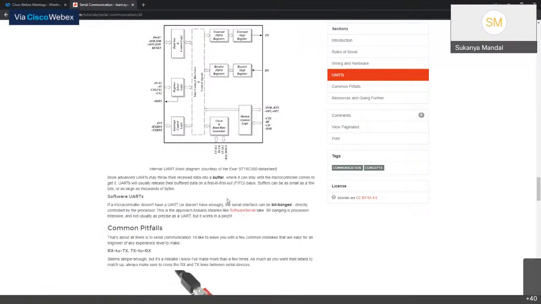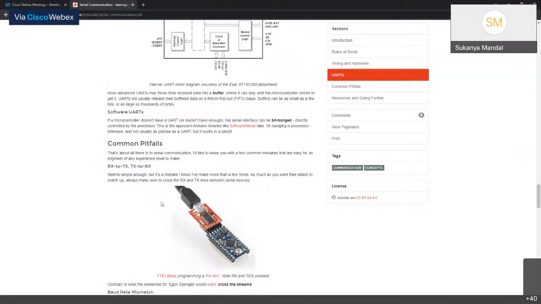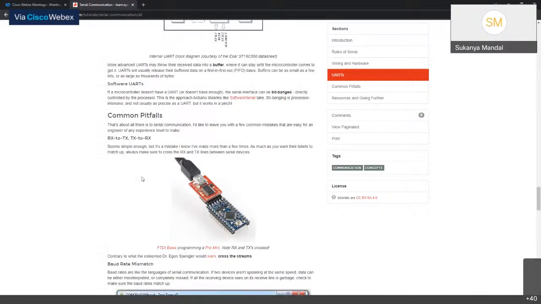And this is an example of an internal UART block diagram, which we would not be covering in depth because it's not quite relevant for this session. Just a few more things to understand before we move on. While coding for Arduino, you have something called the SoftwareSerial library.